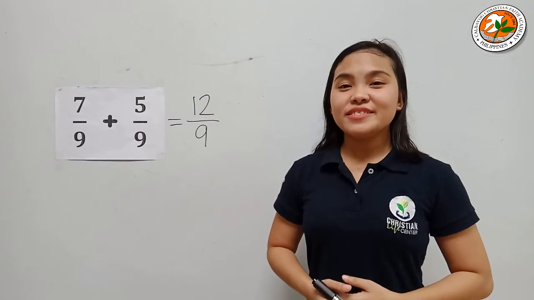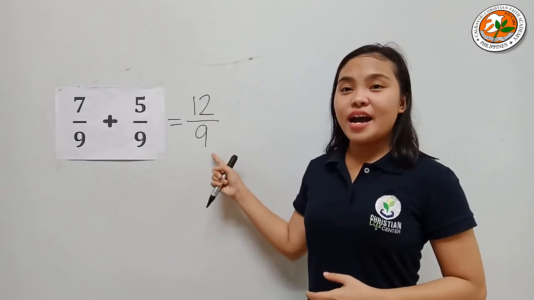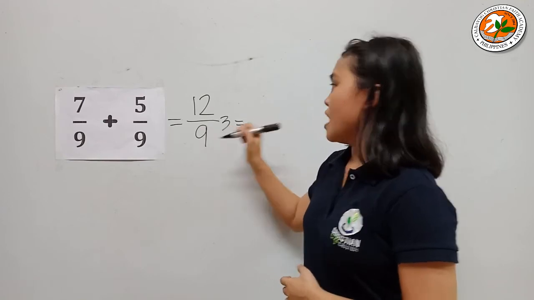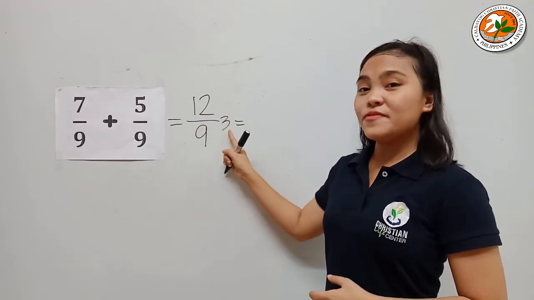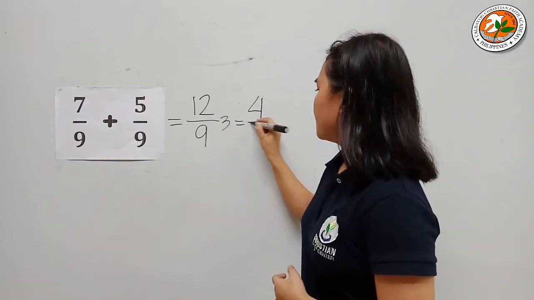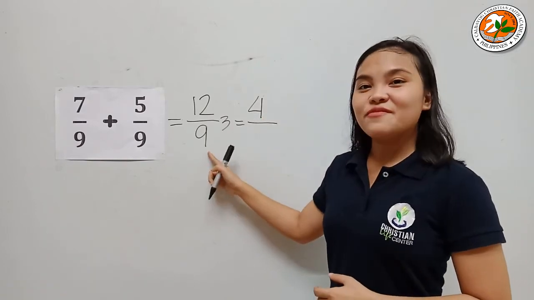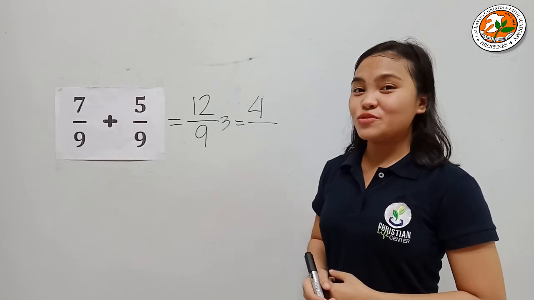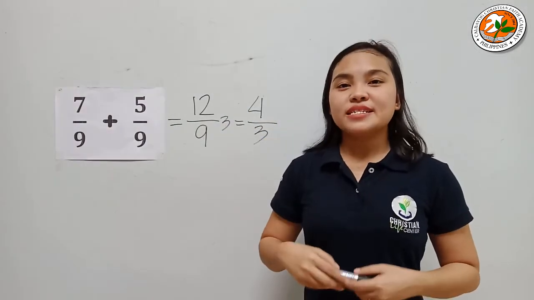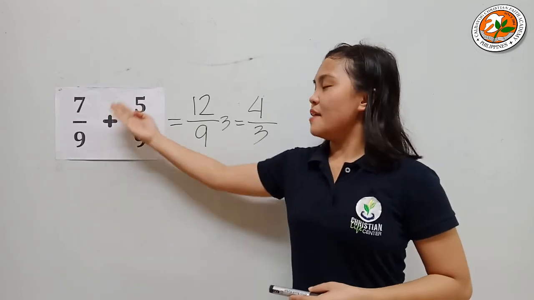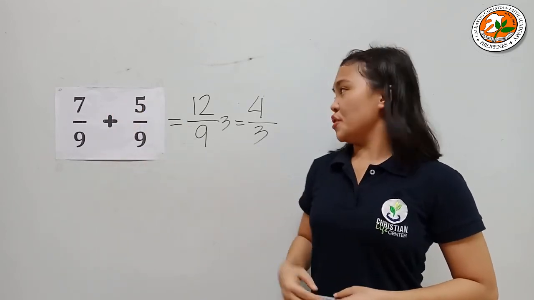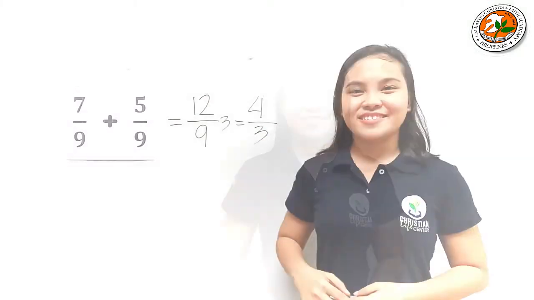We will divide now 12 over 9 by 3. 12 divided by 3 is equal to 4. 9 divided by 3 is equal to 3. Therefore, the sum of 7 over 9 plus 5 over 9 is equal to 4 over 3.